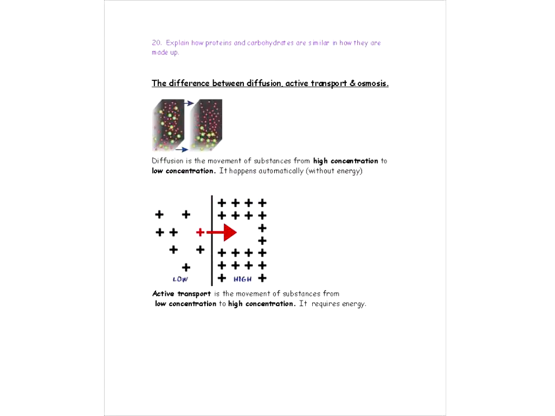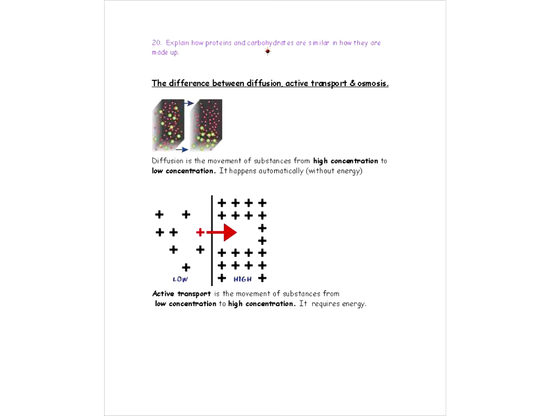Let's test our knowledge a bit. It says, explain how proteins and carbohydrates are similar in how they are made up. Well, we saw that both of them are made up of many subunits joined together. Proteins are many amino acids joined together. Carbohydrates are many sugars, or glucose, joined together. So that's how they're similar.